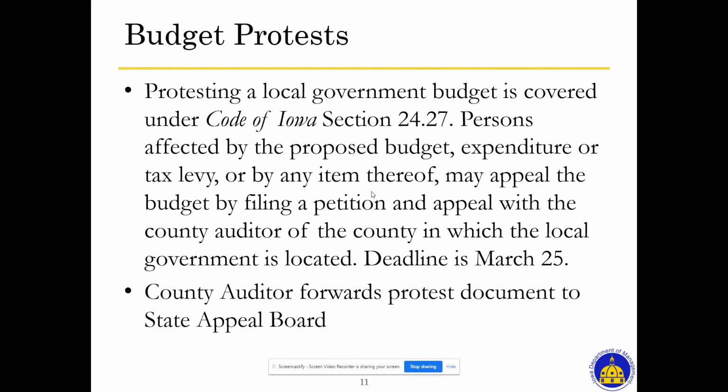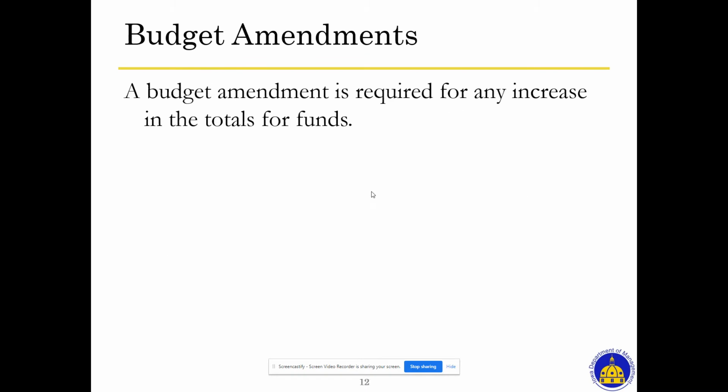So the county auditor would receive this protest document. The number of signatures is determined by a specific calculation of folks that voted in that area on the election for governor. And so the county auditor would take a look at the signatures, make sure there are enough signatures and that the petition is complete, and then they would forward that protest document to the State Appeal Board.